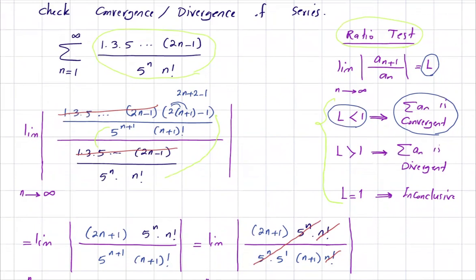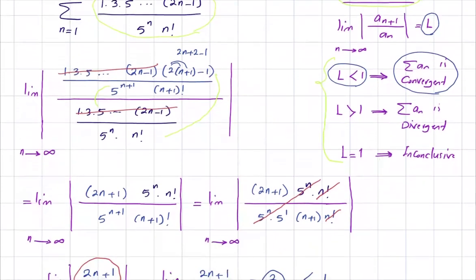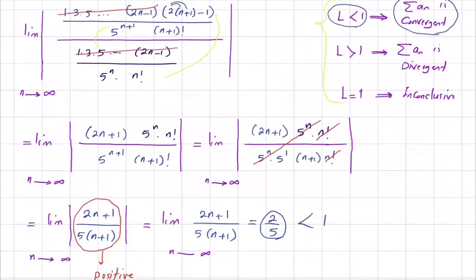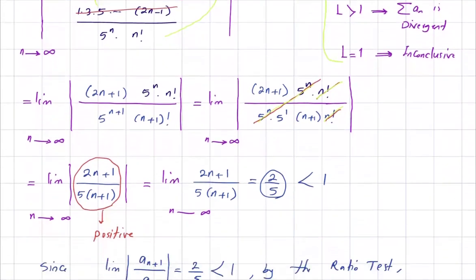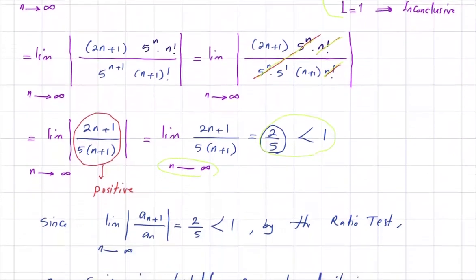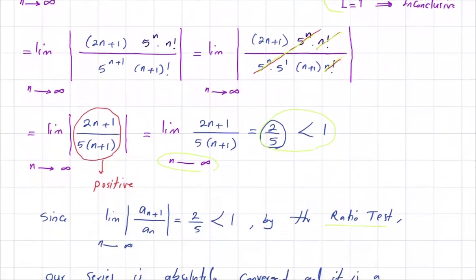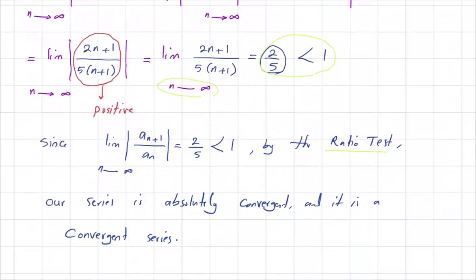So we did the algebra. On our numerator, we have a_(n+1). On the denominator, we have a_n. We simplified this, got rid of 5 to the n and n factorial, and were left with the limit of 2n plus 1 divided by 5 times (n plus 1), which is indeed equal to 2 over 5 as n goes to infinity. But 2 over 5 is a number less than 1. What's the meaning of that? It means that by the ratio test, we end up with a convergent series.